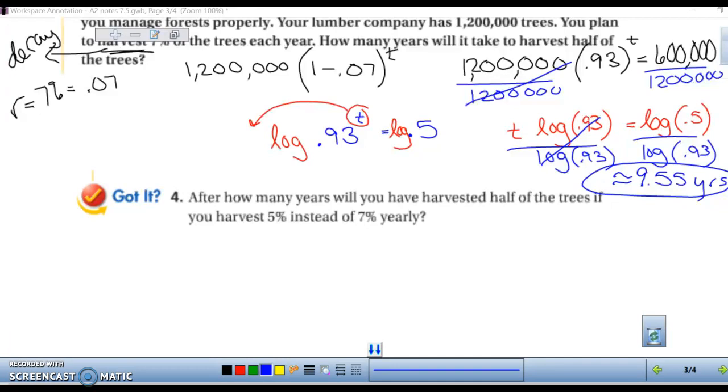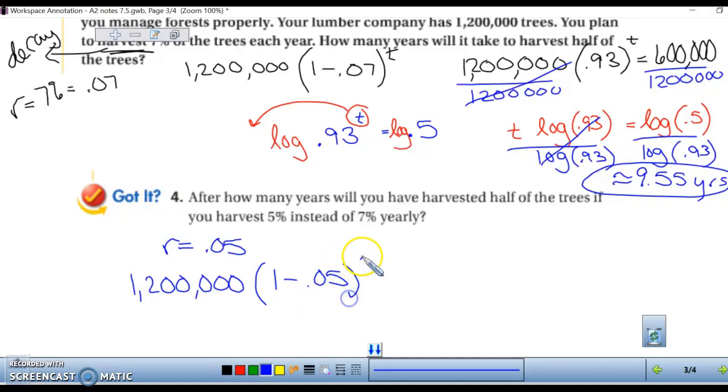Got it. Number 4 wants to know how long it'll take if you only harvest at 5% instead of 7%. So if we're using 5%, then our r is no longer 0.07, it's 0.05. So let's backtrack. We had 1,200,000. Instead of 1 minus 0.07, we're going to have 1 minus 0.05. And then everything else stays the same.